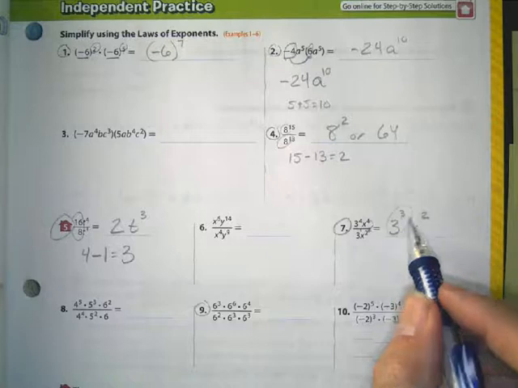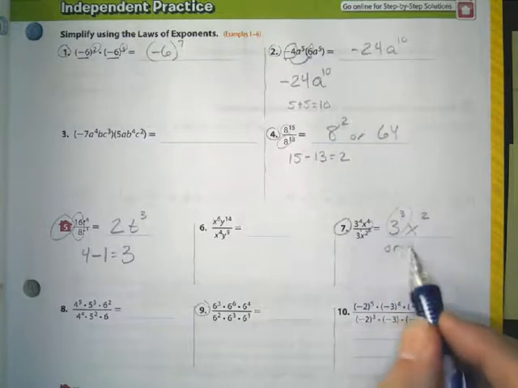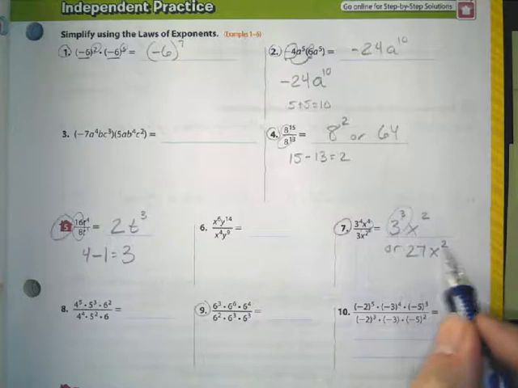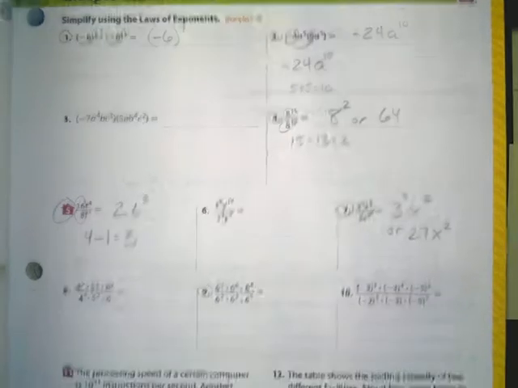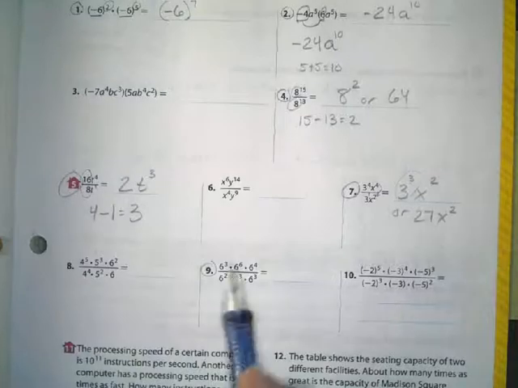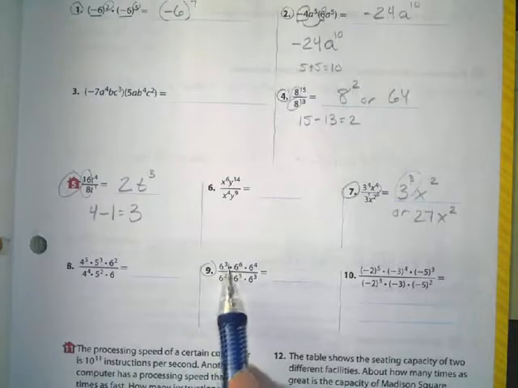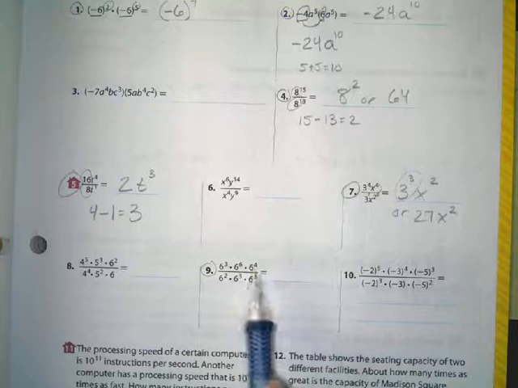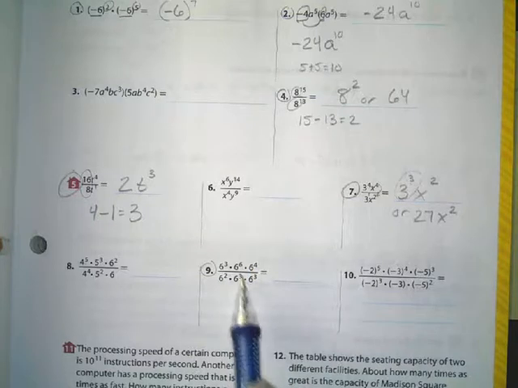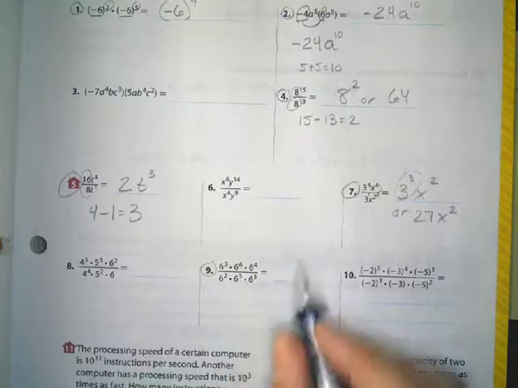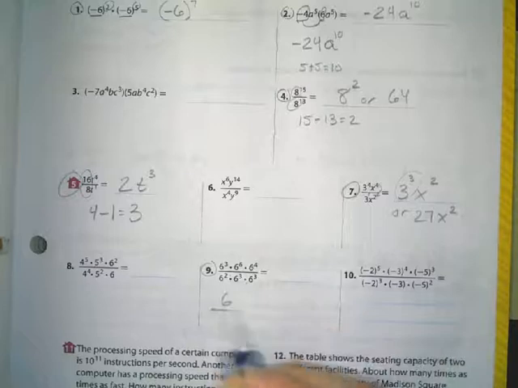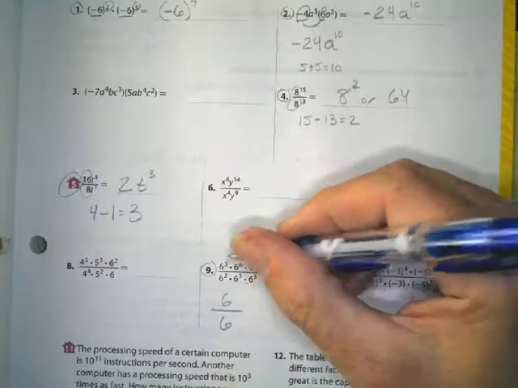Times 3 is 27, so I could say it's 27x squared, and that would be an acceptable answer as well. Looking at number 9 down below, we notice here they all have the same bases, 6 to the 3rd, 6 to the 6th, 6 to the 4th, and down here 6 squared, 6 to the 3rd, 6 to the 3rd. So I could begin by rewriting this as 6 over 6, and I can add my exponents first.